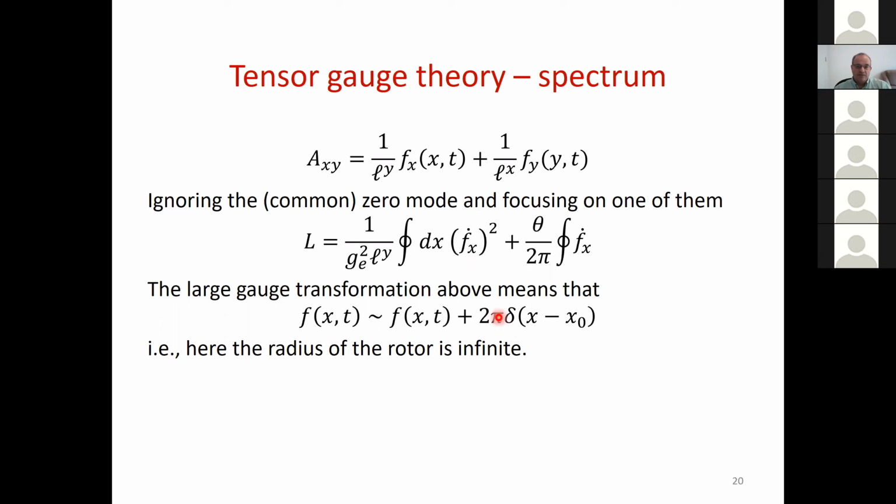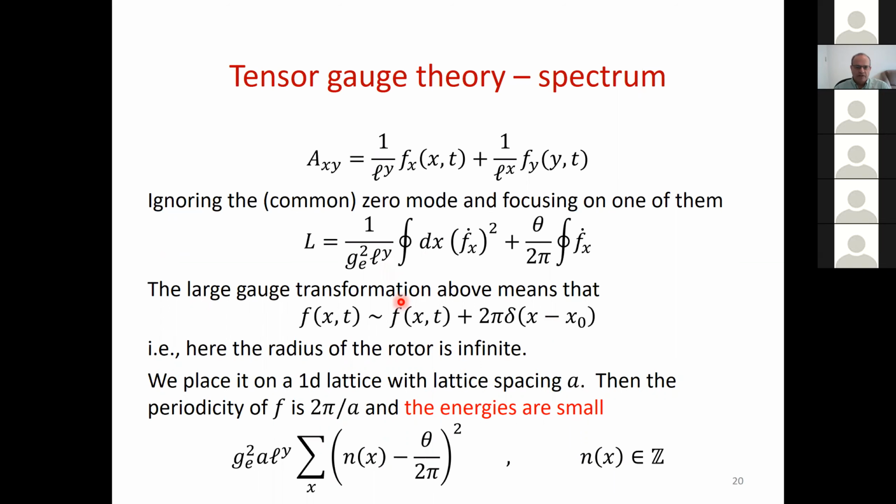So f is the same as f plus 2 pi times a delta function. So there's an infinity here. So this is a rotor with infinite radius. Before we had an infinite number of rotors of finite radius. Now we have an infinite number of rotors with infinite radius. This means that if we put this thing on the lattice, the A will not appear in the numerator, but the A will appear in the denominator.